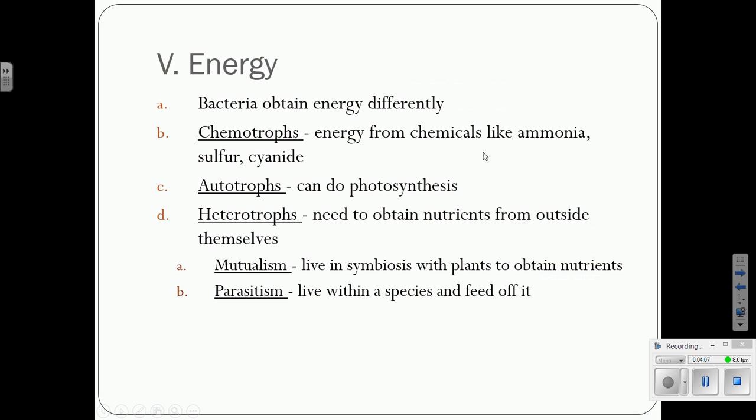So bacteria have to get their energy lots of different ways. Several of them are autotrophs, meaning that they do photosynthesis. They can do it themselves. A lot of them are heterotrophs, so they have to somehow feed off something else. That can be chemicals. We call them a chemotroph. So something like ammonia, sulfur, cyanide, they can actually live off those chemicals.